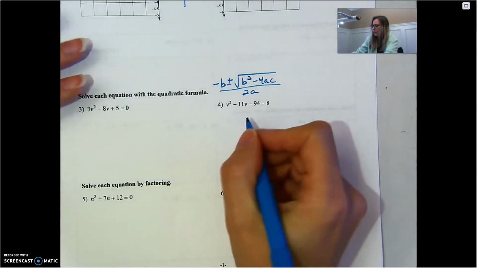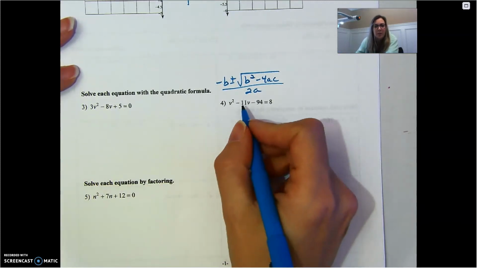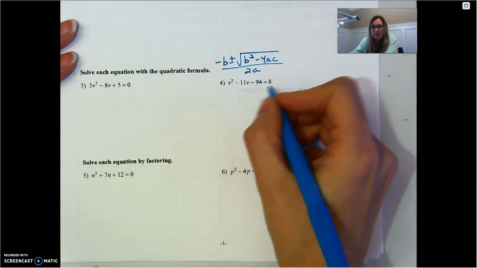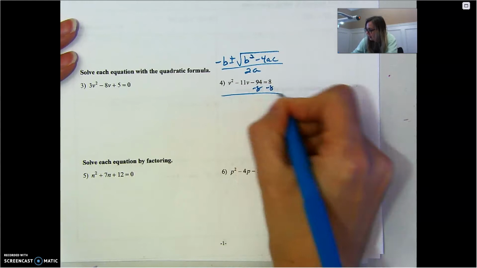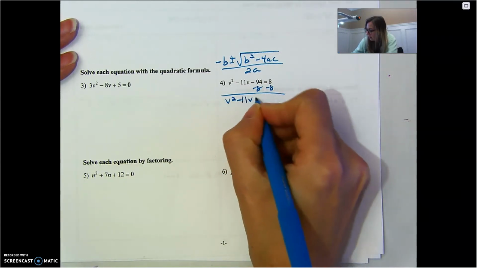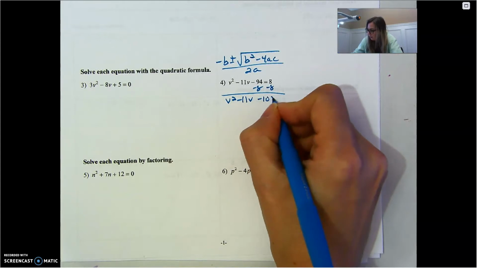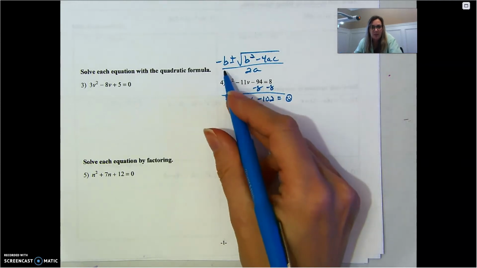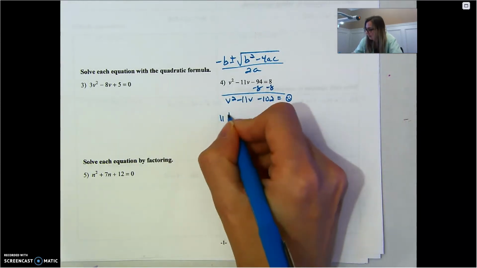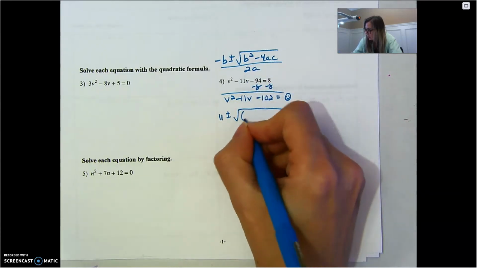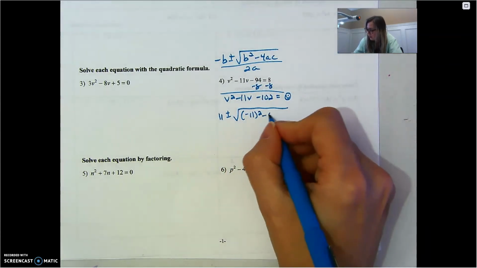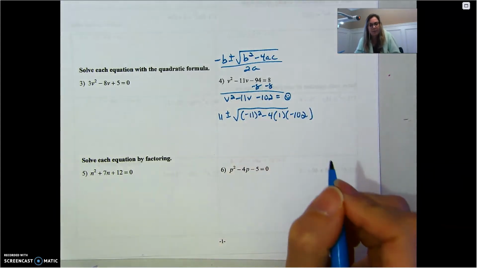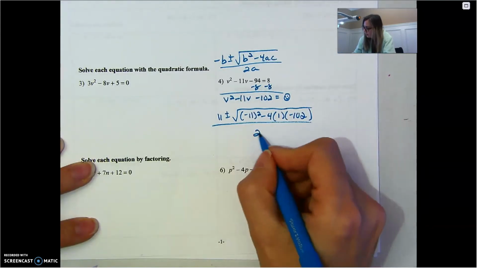All right, so I want to do 4. 3 is a little easier, but 4 is harder because it's not set equal to 0. This has to be a 0 before you proceed. So I'm going to subtract 8 from this side. You have v squared minus 11v minus 102. Now you're ready to go. So the opposite for b would be a +11. The b squared, so -11 squared, minus 4 times a times c, all over 2 times the a.